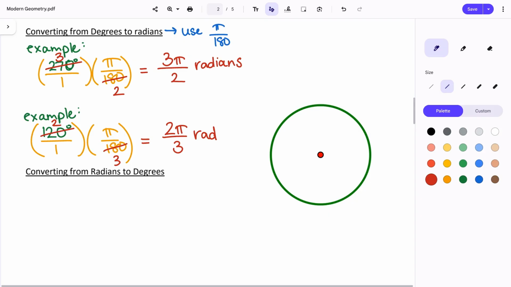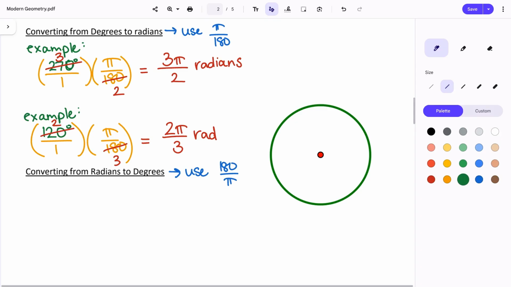So now we're going to go the other way because sometimes you might have something in radians and we want it back in degrees. We are used to seeing things in degrees in this class, so sometimes we might want to go backwards and figure out how many degrees it is. For this one, it's very similar, but instead of using pi over 180, you're going to do the reciprocal. You're going to use 180 over pi. The process is the same though. We're still going to multiply.